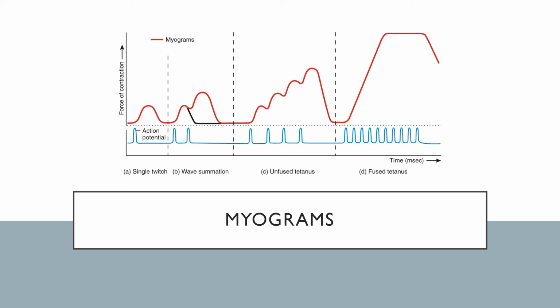So this figure shows a single twitch here on the left. And you can see there's a distinct contraction period and a distinct relaxation period. The next one here is wave summation. So this is where we have a second action potential, or a second stimulation, occurring quite quickly after the first one. And you can see that this second contraction occurs slightly after the first one, and it causes a larger force of contraction.